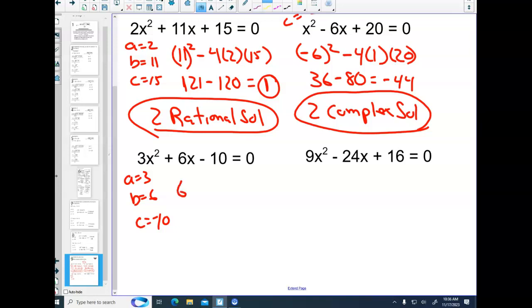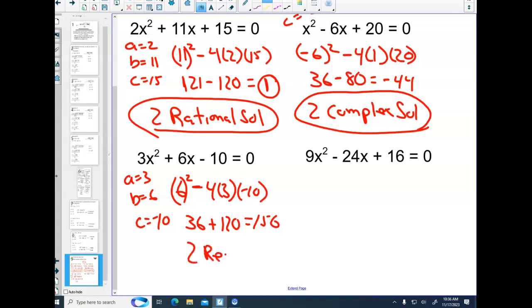So in this case, it's going to be 6 squared minus 4 times 3 times a negative 10. 6 squared is 36. Negative 12 times negative 10, that's a plus 120, and we get 156. So therefore, we get 2 real solutions.